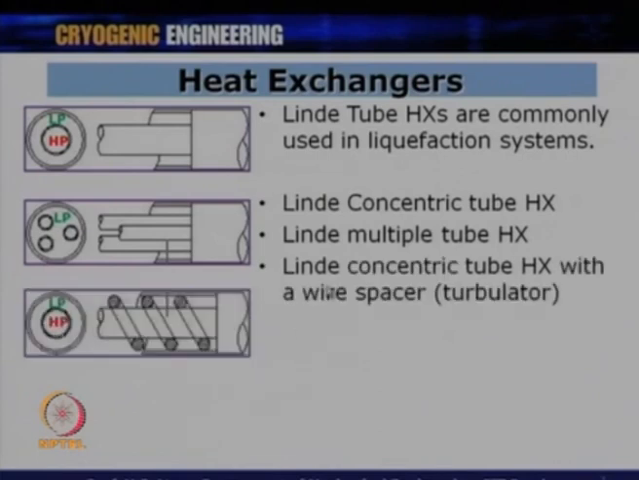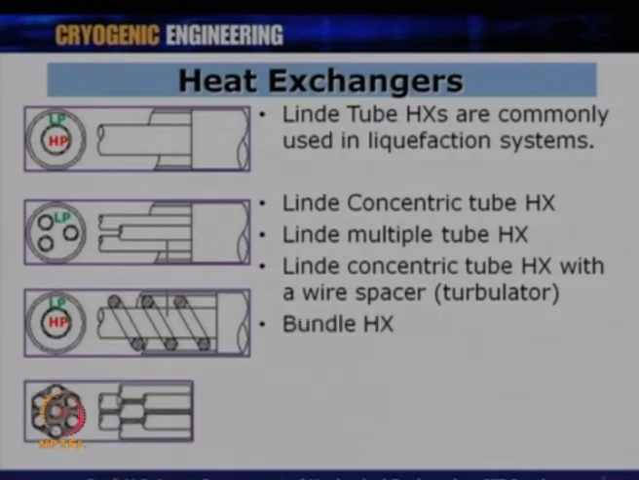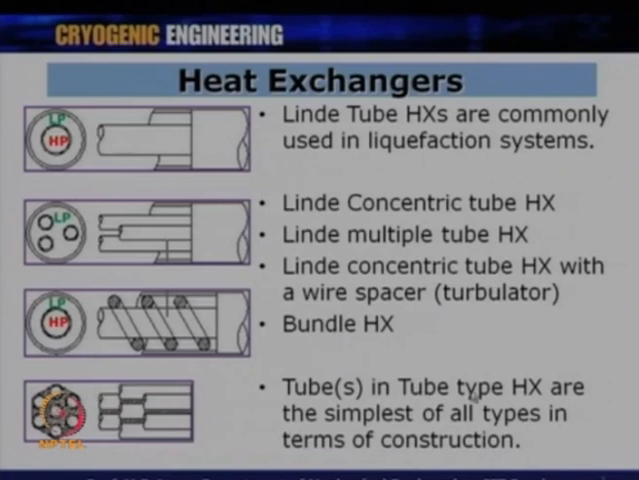Now, one can have a Linde concentric tube heat exchanger with a wire spacer. So, the low pressure gas which is coming over can see this turbulence which is created by this wire spacer, and therefore, the heat transfer area on the low pressure side could be increased in that case. We can have bundled heat exchangers like this. So many solder structures are available of so many tubes over here, and you can have heat transfer between different tubes.